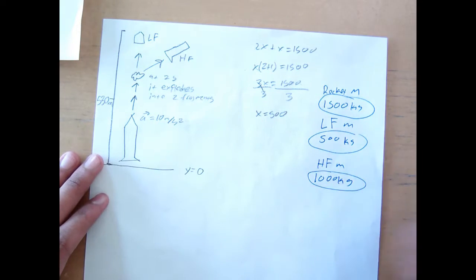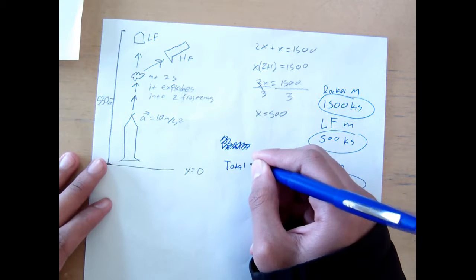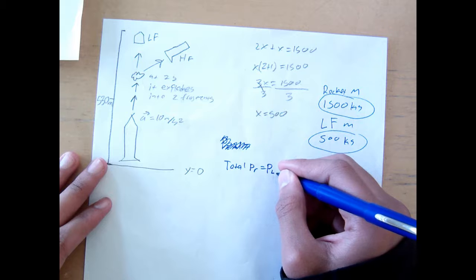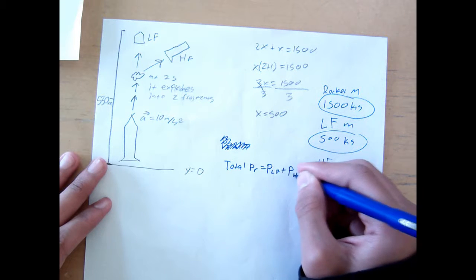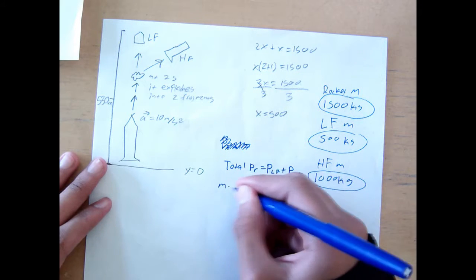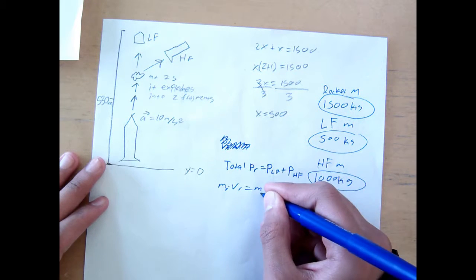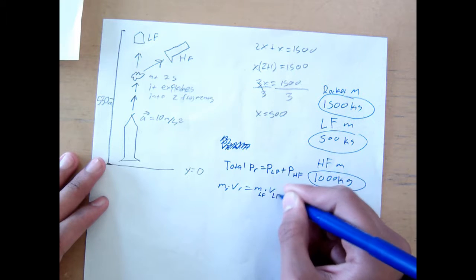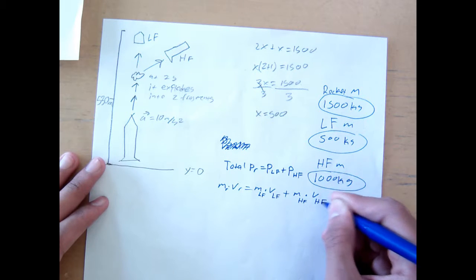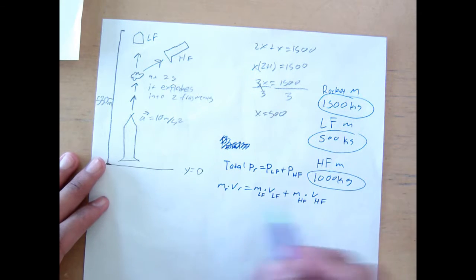One of them is the momentum equation, so we know that the total momentum of the rocket will have to equal the momentum of the lighter fragment plus the momentum of the heavier fragment. So using this, m times v of the rocket will have to equal m times v of the lighter fragment plus m times v of the heavier fragment. And our goal now would be to find the velocities of these.